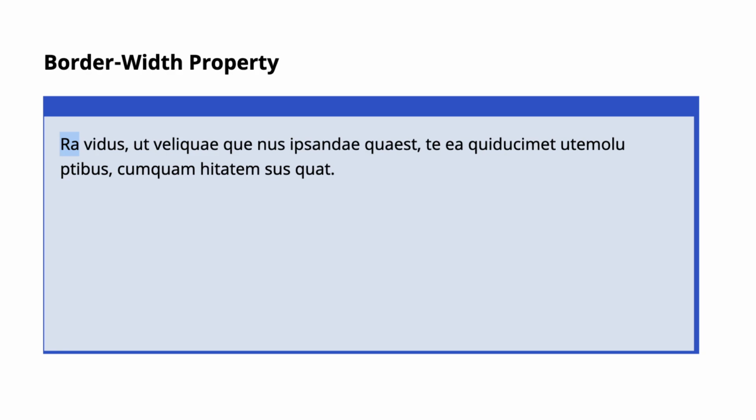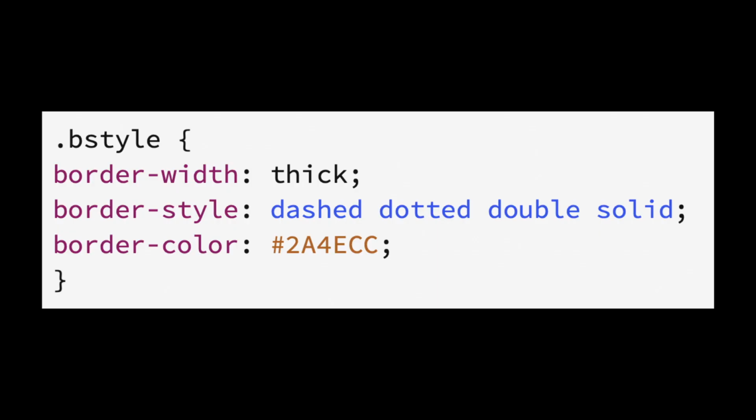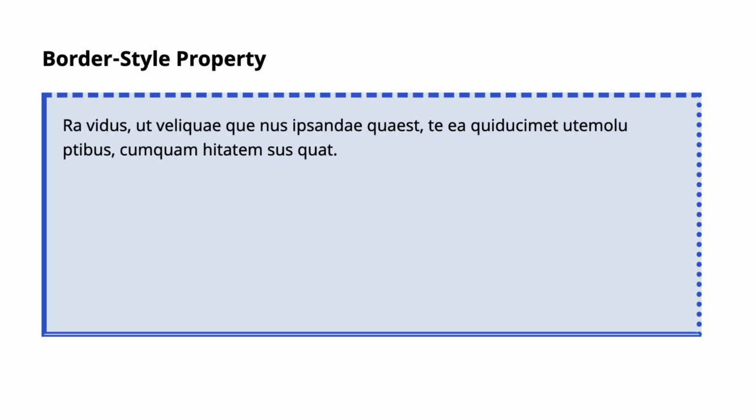Take note of how the default styles of thick, medium, and thin display. In this example, we are keeping the border width the same as thick, and the same blue color for our border, but instead we are changing the border style from dashed at the top and clockwise to dotted, double, and finally solid. This is how it would look.